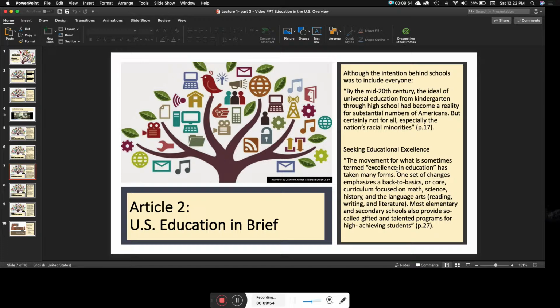By the mid 20th century, the idea of universal education from kindergarten through high school had become a reality for substantial numbers of Americans, but certainly not for all, especially the nation's racial minorities. So as colonialism occurred, as we progressed as a society, as public education began to become what we see today, the aspects of racial minorities and integrating education policies and procedures for different groups of people was a problem then and is still a challenge now.